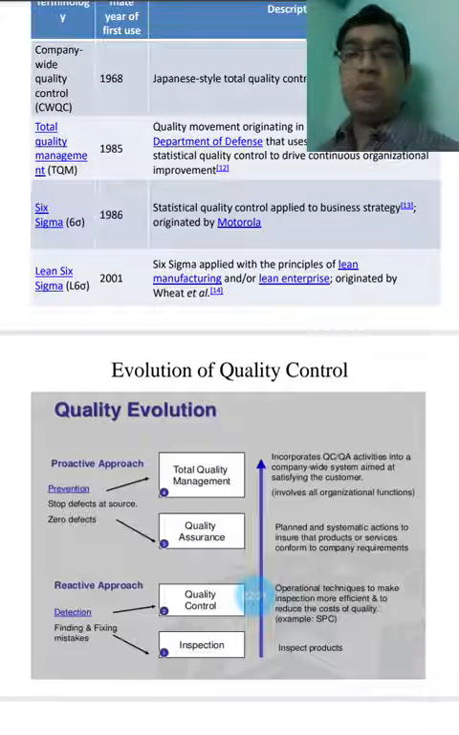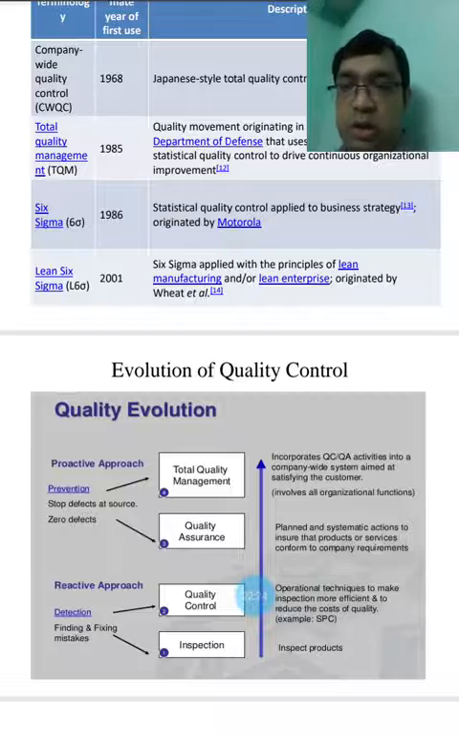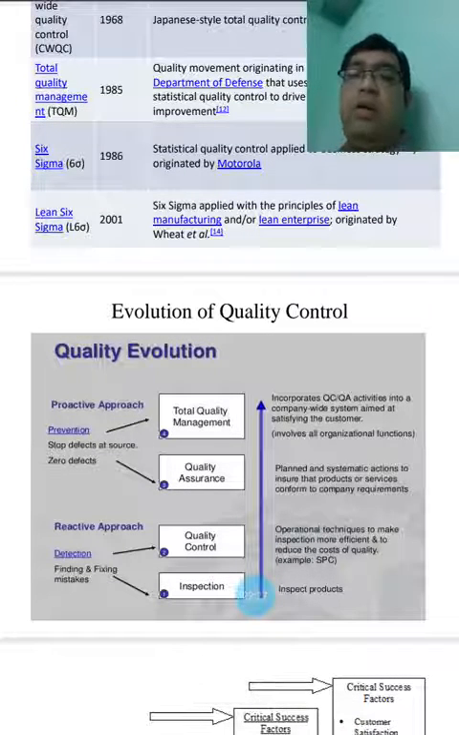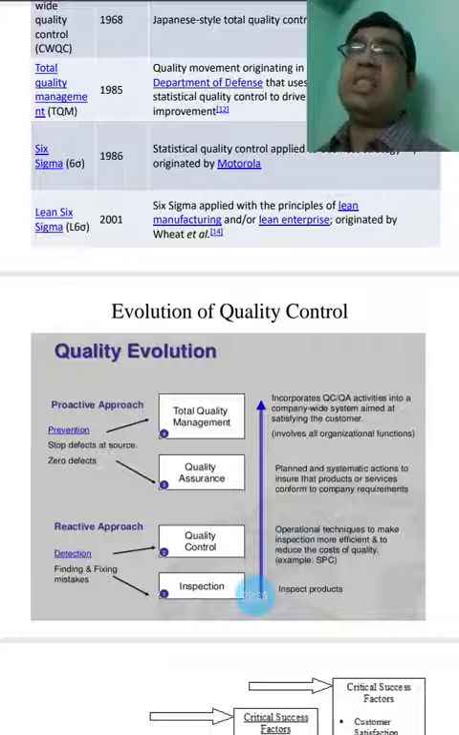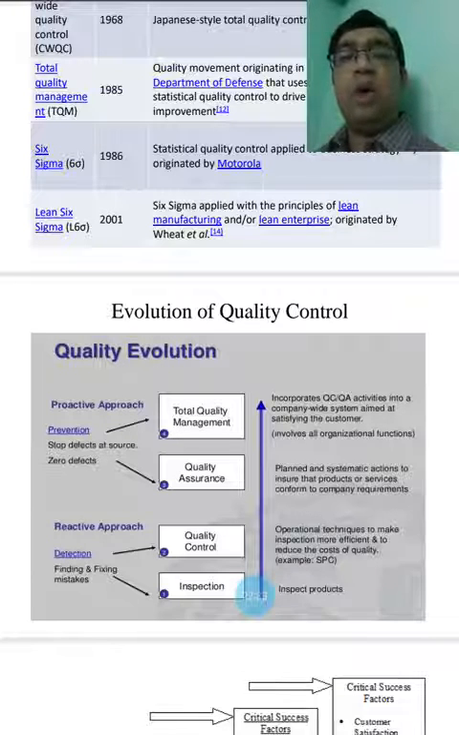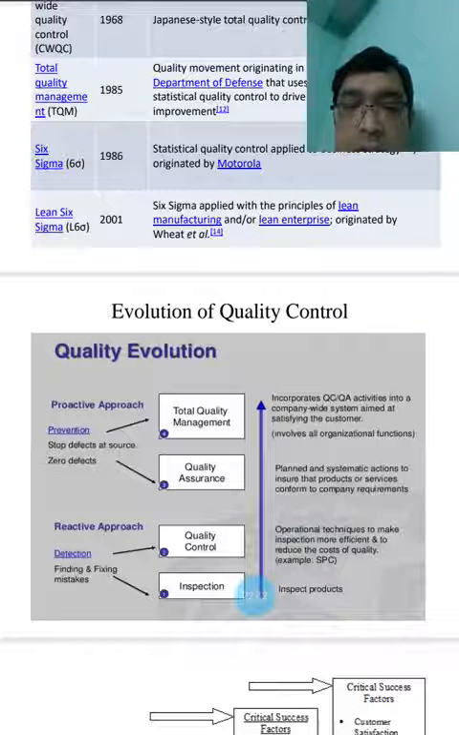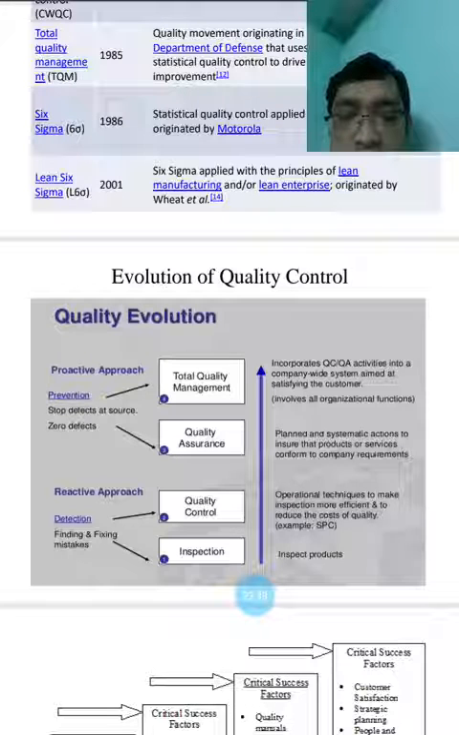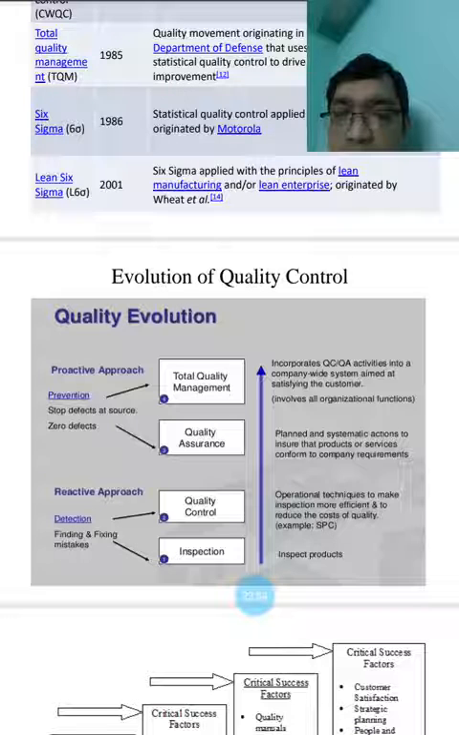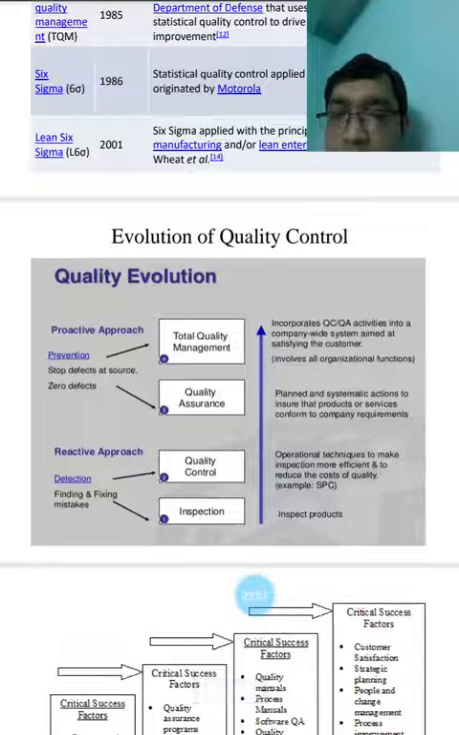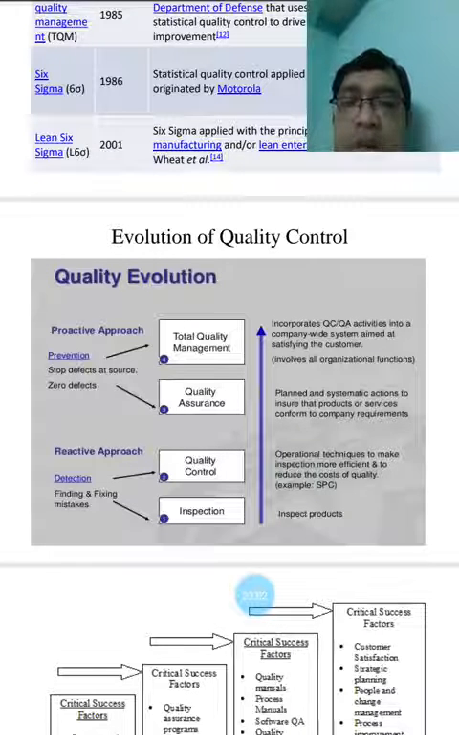Then the evaluation of quality control, quality evaluation, basically starts from inspection. The inspector first inspects the product and finds different types of difficulties or defects, and then operation techniques make inspection more efficient and reduce the cost of quality. Example, SPC, that means statistical process control. Quality control also means detection, finding and fixing. This is the inspection or the inspector.